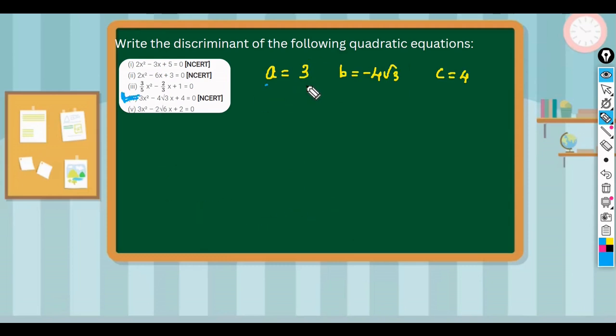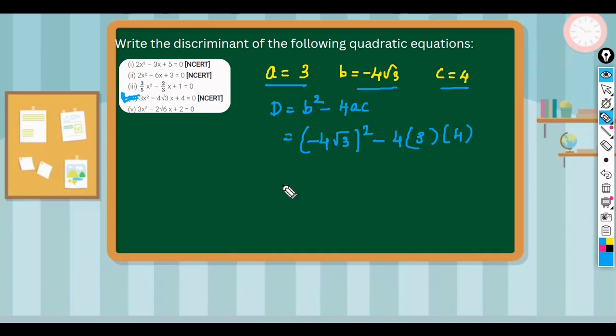Let's take the fourth question. This one. What is A here? 3. And what is B here? Minus 4 root 3. And what is C here? 4. Let's write the formula. D equal to B square minus 4AC. Every question I am writing the formula. You should understand the importance of writing the formula. It's very, very important, or they may deduct your marks also, right?